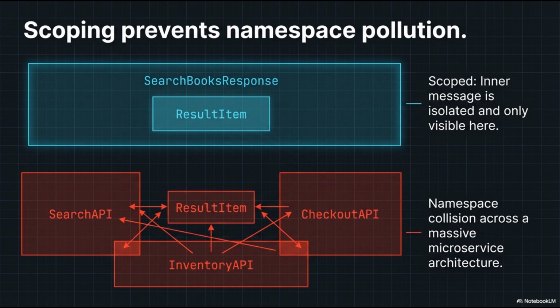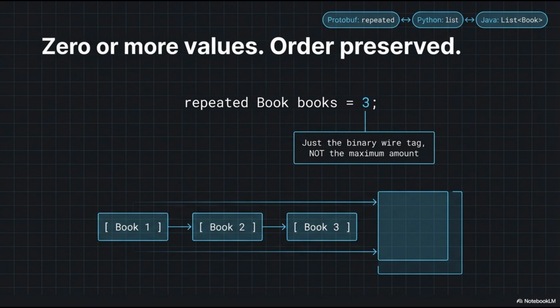Exactly. And just to remind everyone from our previous chapter, that equals 3 is just the unique field number for the binary wire. It's not the amount of books. Right. That's just the tag. And repeated works with any type, I assume. Anything. You can have repeated string for a list of tags. You can have repeated int32 for page numbers. You can even have repeated book format if a title is available in multiple formats. And it maintains the order. Yes, the protocol guarantees that the order of the items is preserved exactly across the network.